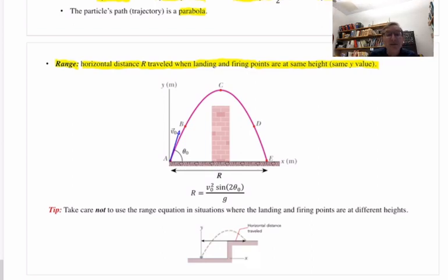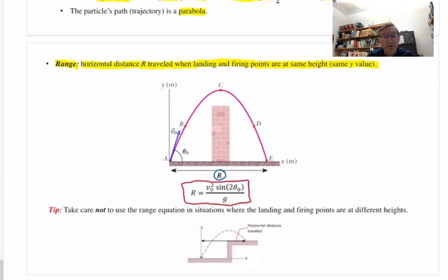Note the horizontal distance traveled from point A to point E, firing point to landing point. Just the distance there is what is denoted by capital R, and that's called the range of the motion. If you read this section in your book, which I recommend you do, you will see that your author derives a formula for calculating this range. There it is. And as I said, it's handy if used correctly.